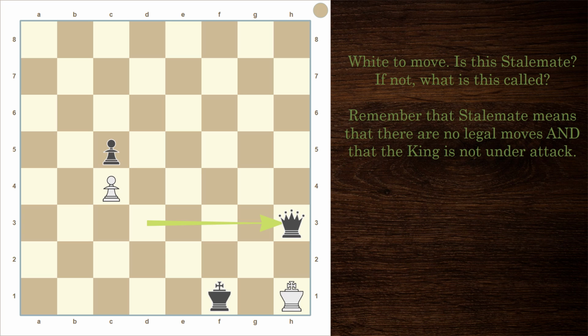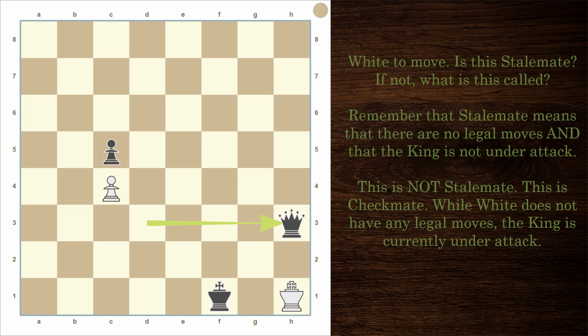Okay, so white's to move in this situation. Is this stalemate? And if not, what is this called? So remember that stalemate means that there are no legal moves and that the king is not under attack. So pause your video, see if you can figure out if this is stalemate, and if not, what's it called?